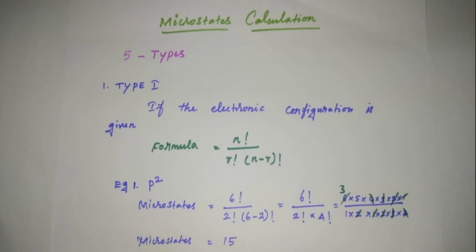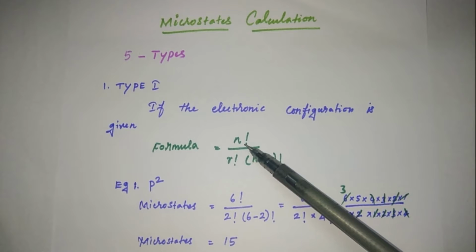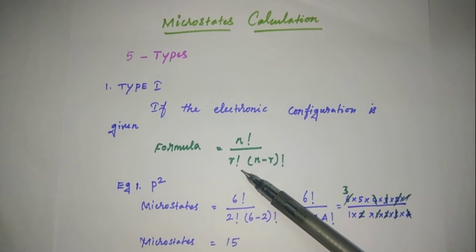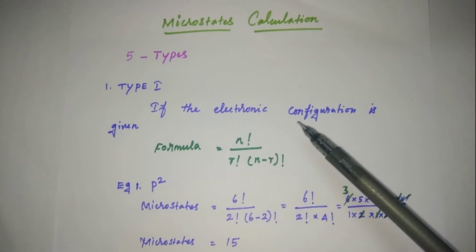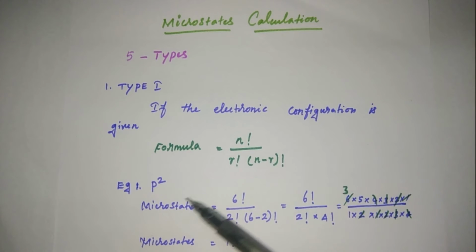For example, in the p orbital, 3 orbitals are given. Each orbital can be filled by 2 electrons. The total number of electrons in the p orbital is 6. So the value of n is 6 for the p orbital. For r factorial, the value of r is the number of electrons in the given electronic configuration. For example, in the p2 configuration, the given electrons are 2. So the value of r is 2.